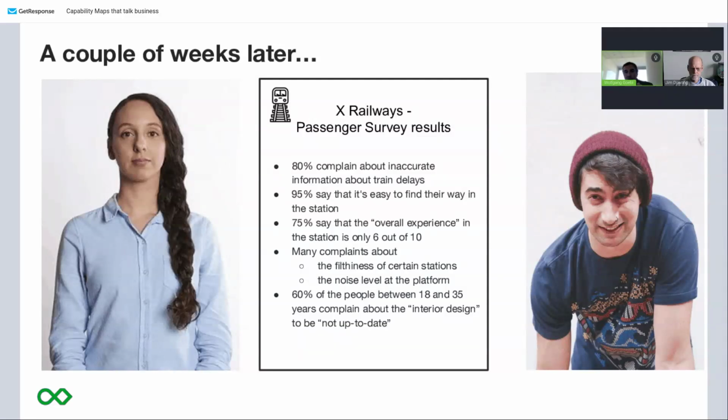because now she goes to Severin and he presented the findings of the survey. The findings were 80% complain about inaccurate information about train delays. We never get train delay information right. But almost everybody says it's easy to find the way in the station. 75% say that the overall experience in the station is only 6 out of 10. And we have many complaints about the filthiness of certain stations and the noise level at the platforms. And some of the younger people complain that the interior design is not up to date.